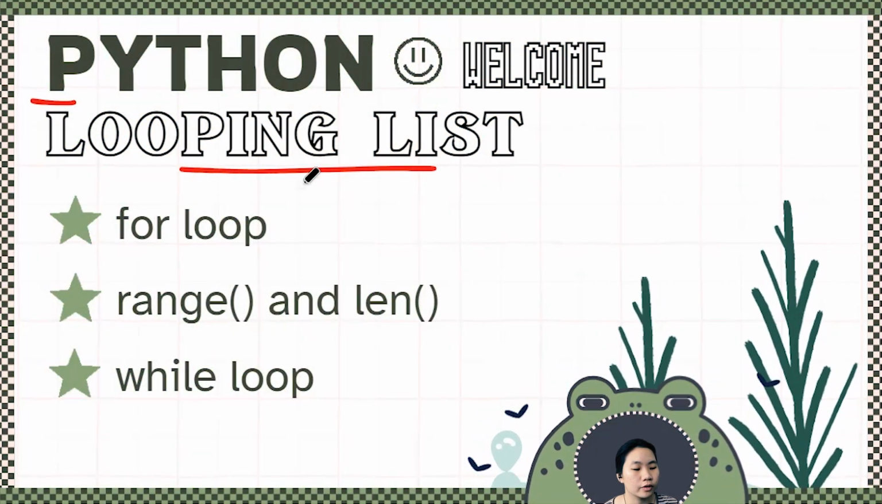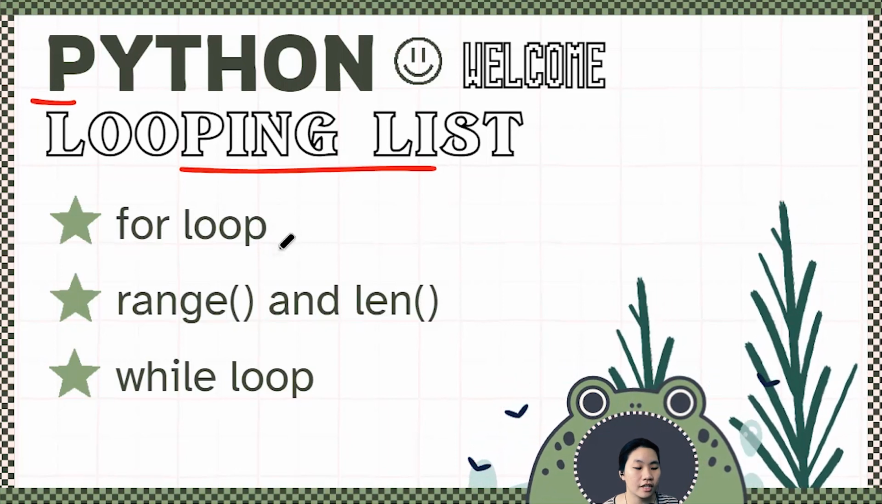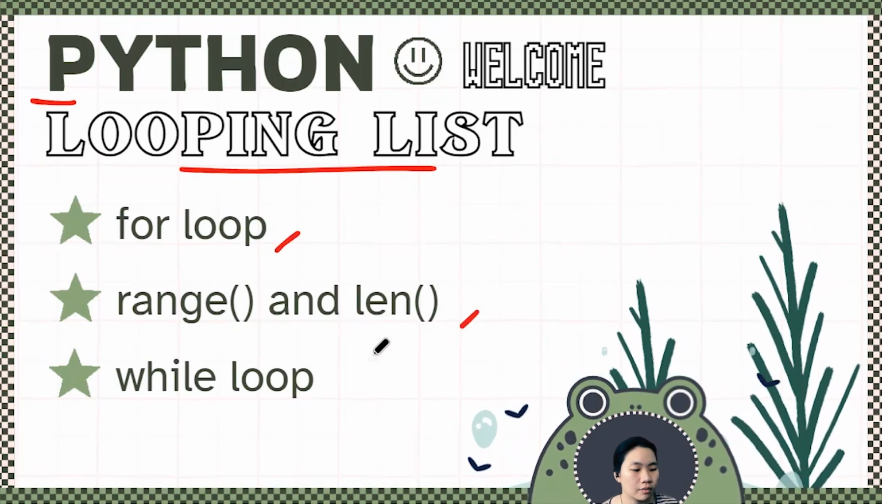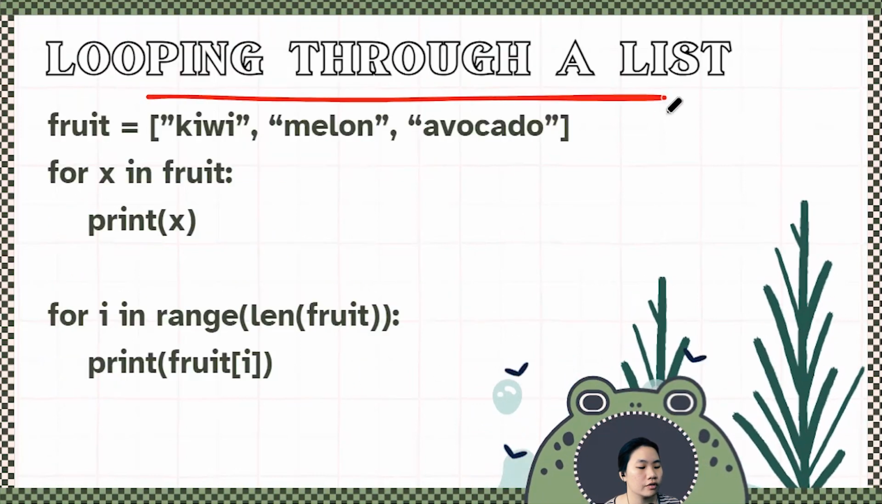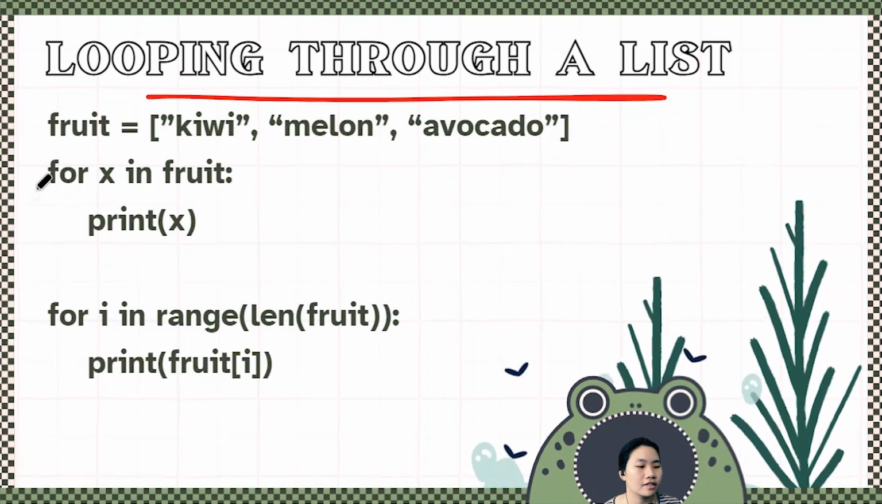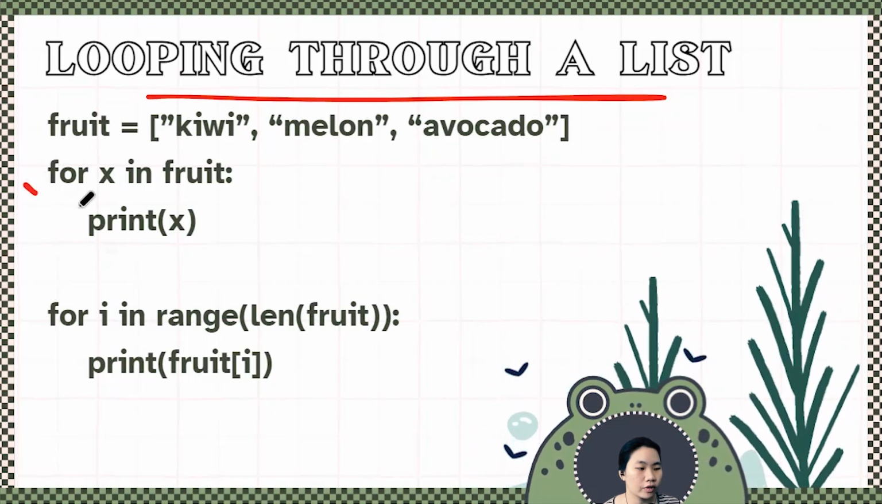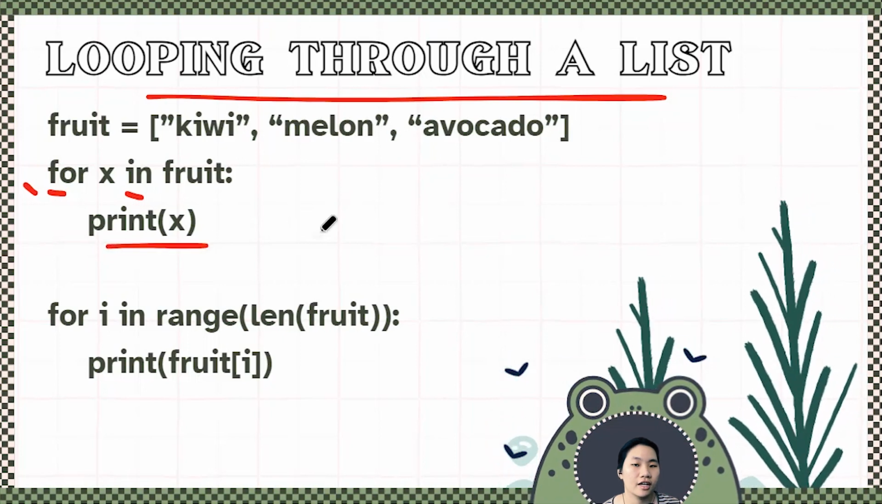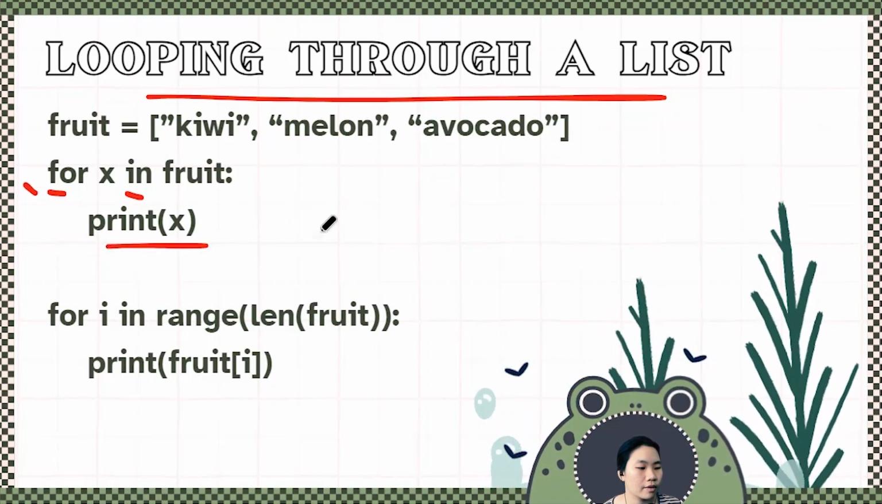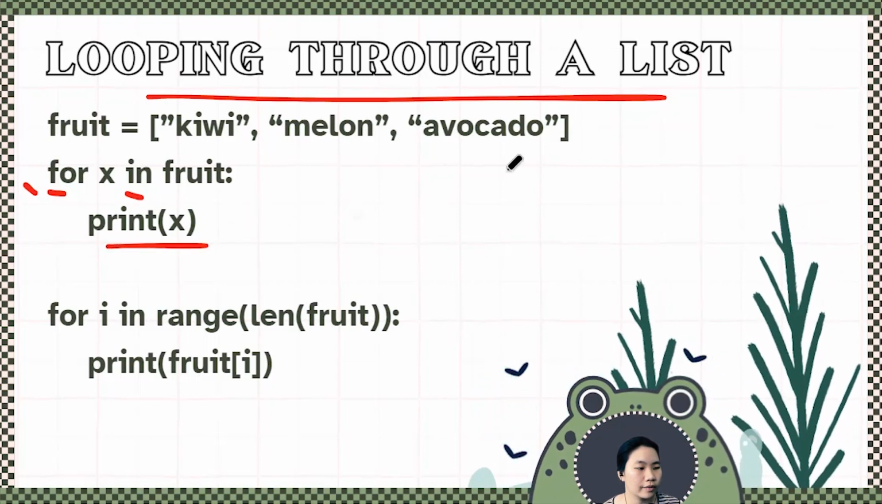Today we'll be learning about looping lists, specifically for loops, the range and length methods that we've seen before, and an introduction to while loops. Looping through a list. Now this is the syntax for a for loop. You have for, in, and then the action that Python would take down here.